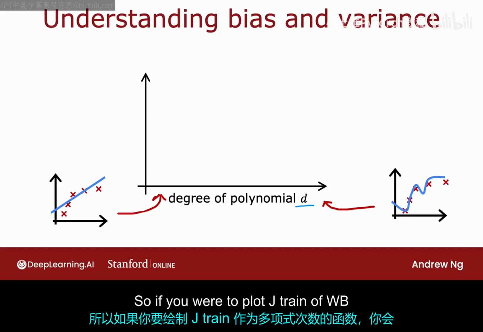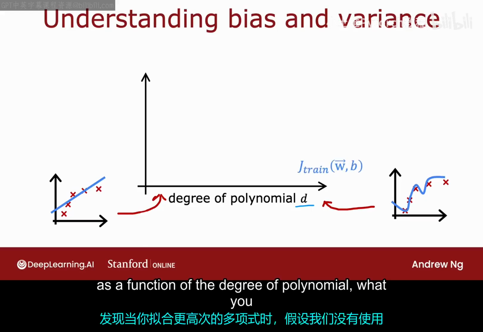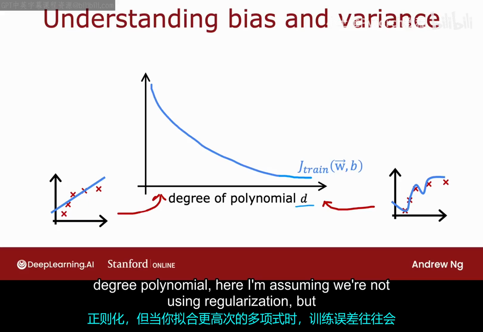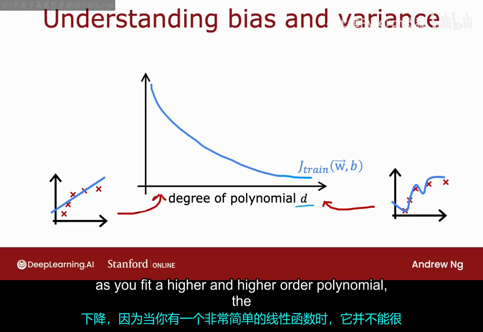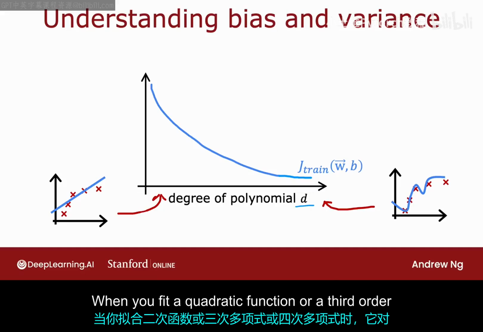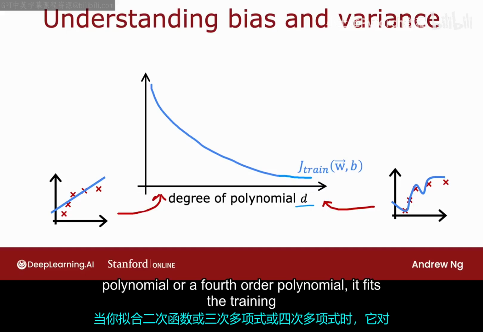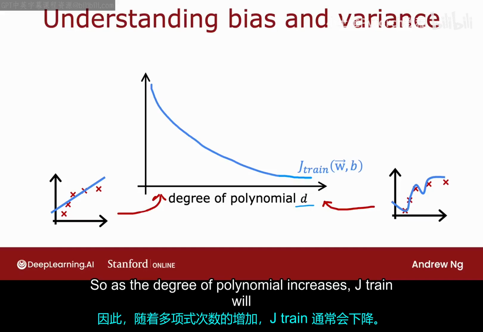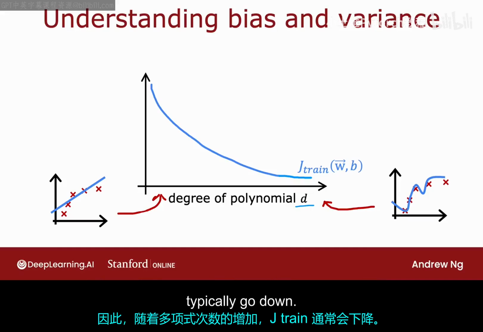So if you were to plot J-train of WB as a function of the degree of polynomial, what you find is that as you fit a higher and higher degree polynomial, here I'm assuming we're not using regularization, but as you fit a higher and higher order polynomial, the training error will tend to go down, because when you have a very simple linear function, it doesn't fit the training data that well. When you fit a quadratic function or a third order polynomial or a fourth order polynomial, it fits the training data better and better. So as the degree of polynomial increases, J-train will typically go down.